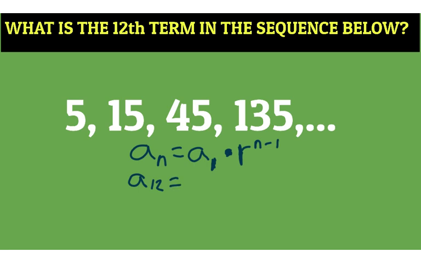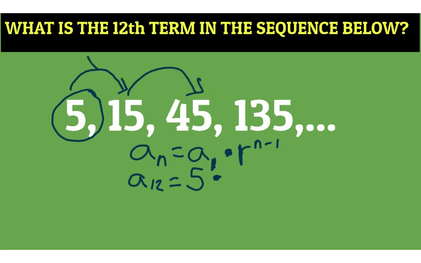Now, A1 stands for the first term of the sequence. In this case, it's going to be 5 times the ratio. The ratio, remember, is how do I get from one term to the next? And each time, I'm going up by a multiplication of 3. So I'll replace my r with a 3, and once again the n value is 12, and I'm going to subtract 1. All I have to do is compute.